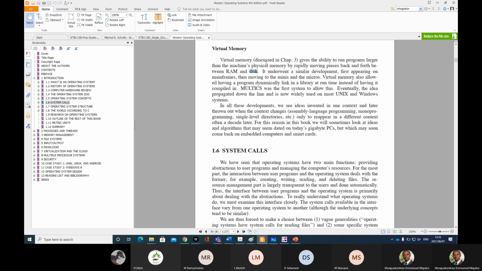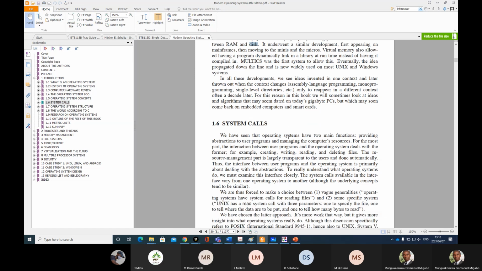But now, system calls. What is a system call? We need to understand that, but we also need to understand how it's applied in a Unix context specifically. We've seen that operating systems have two main functions. The first, and I expect everybody to know this, we have kept on saying it over and over, is the management of computer resources. The second one is that it provides abstraction to user programs.